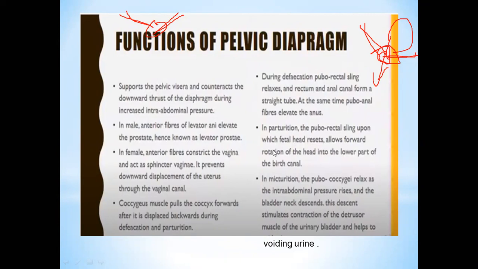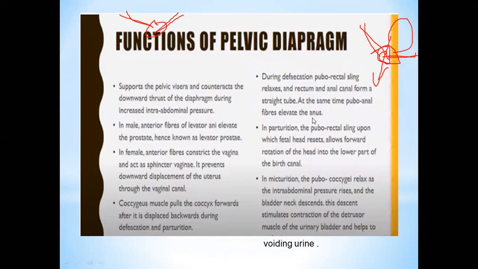It not only helps in defecation, it also helps in micturition. Also, it helps in the labor process. So how does it help during defecation? The puborectalis sling relaxes, and the rectum and the anal canal form a straight tube. At the same time, the puboanal fibers elevate the anus.